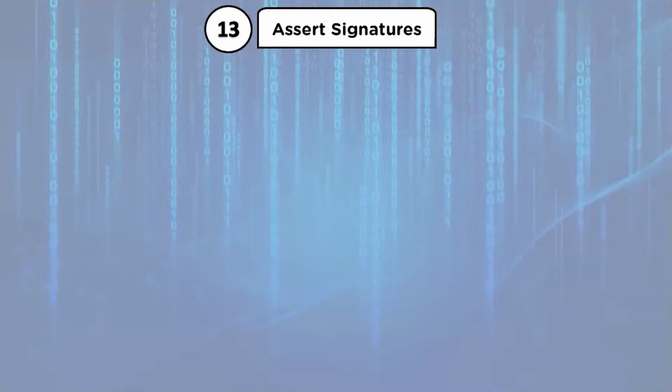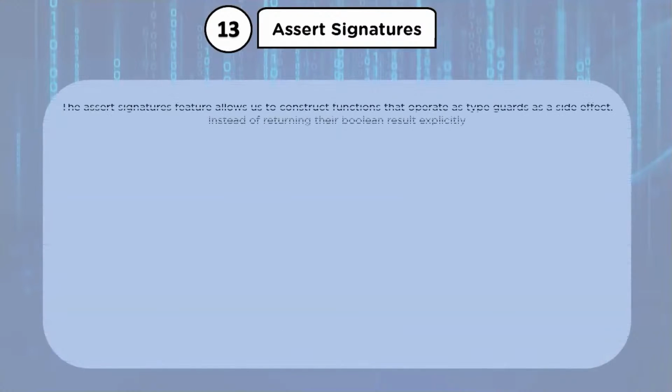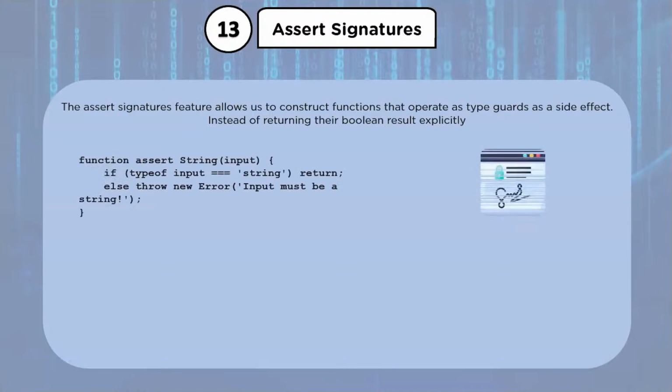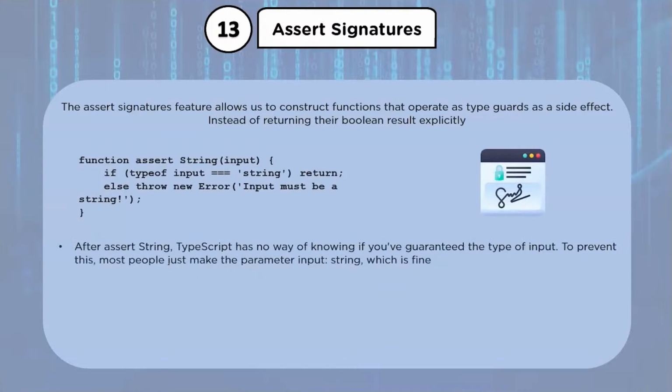Next we have Assert Signatures. The Assert Signature feature allows us to construct functions that operate as type guards as a side effect, instead of returning their Boolean result explicitly. Consider the below example. After assertString, TypeScript has no way of knowing if you have guaranteed the type of input. To prevent this, most people just make the parameter input string, which is fine.